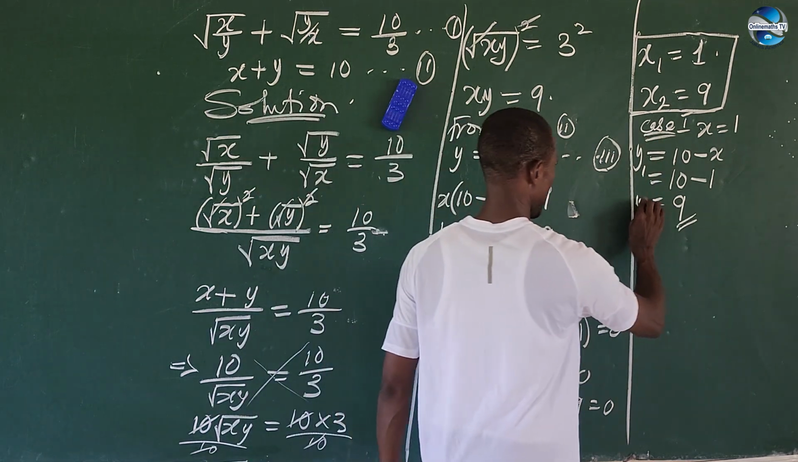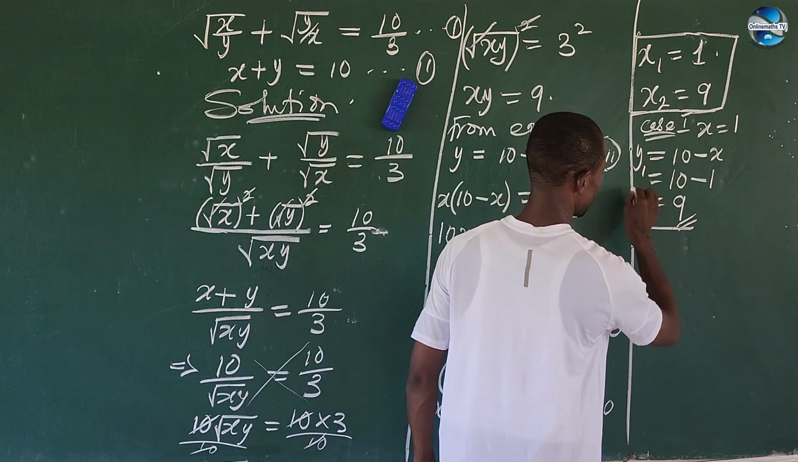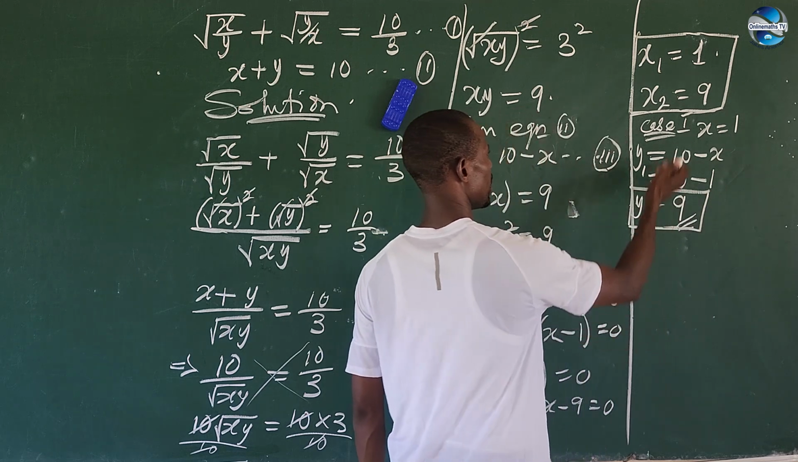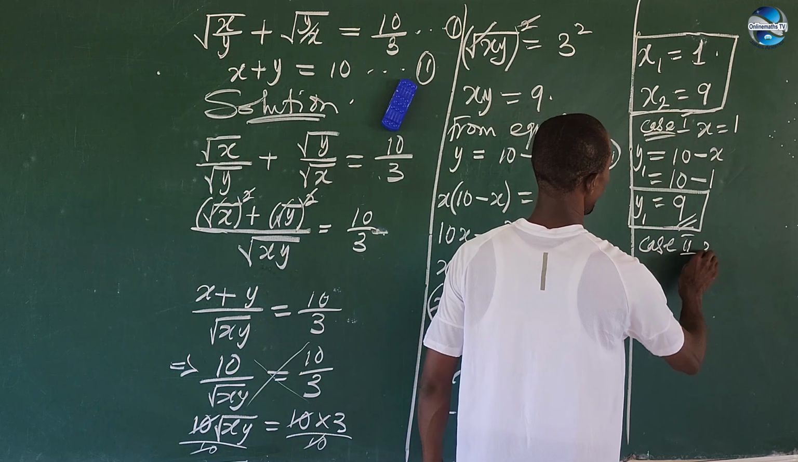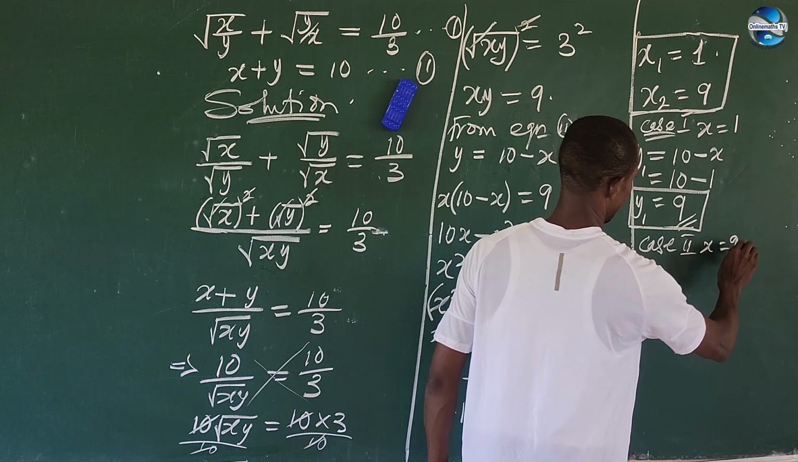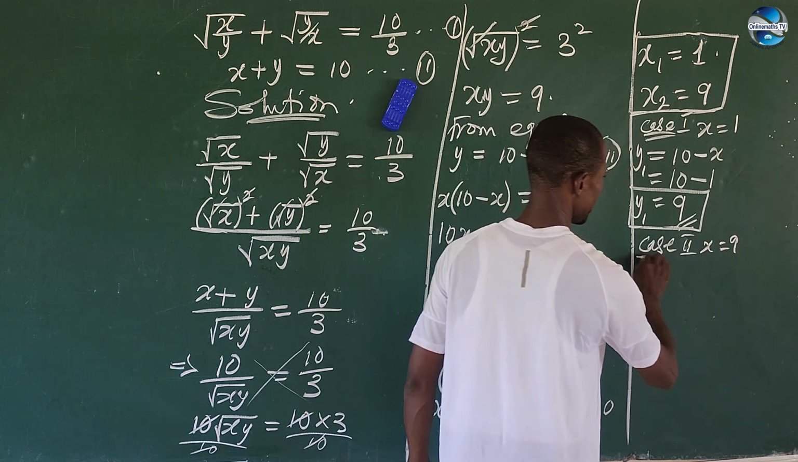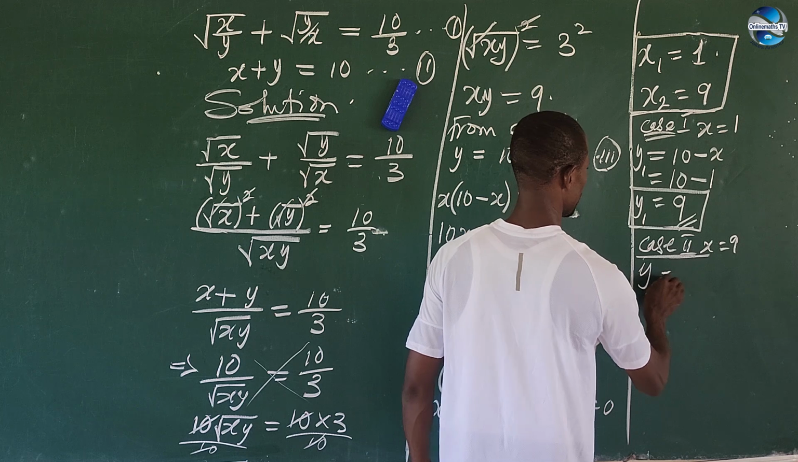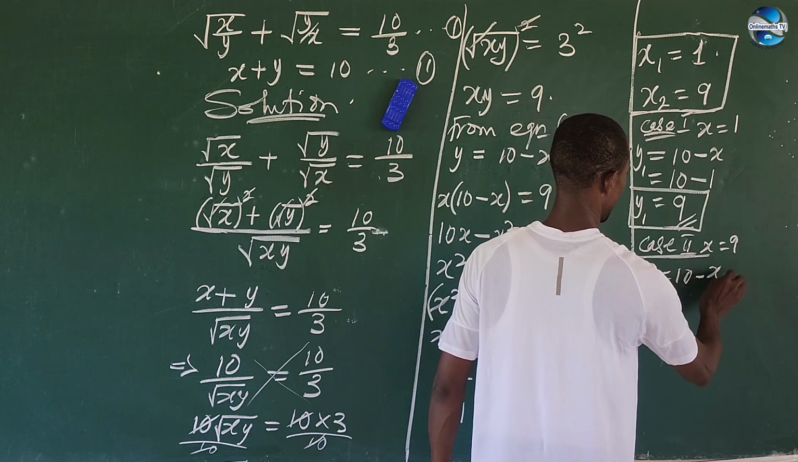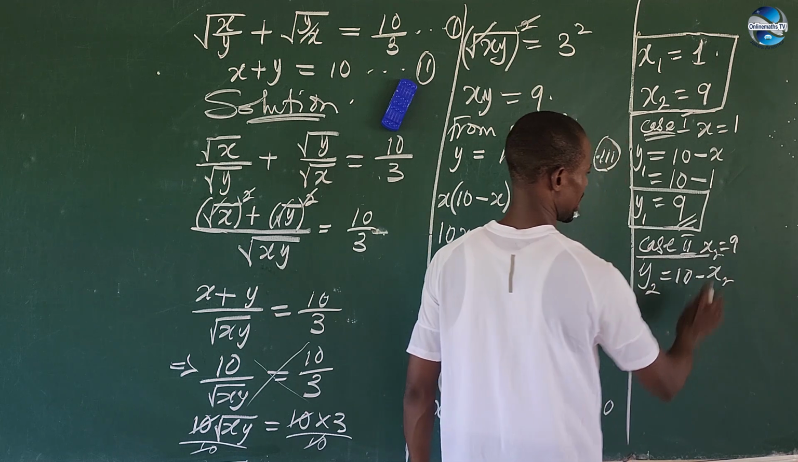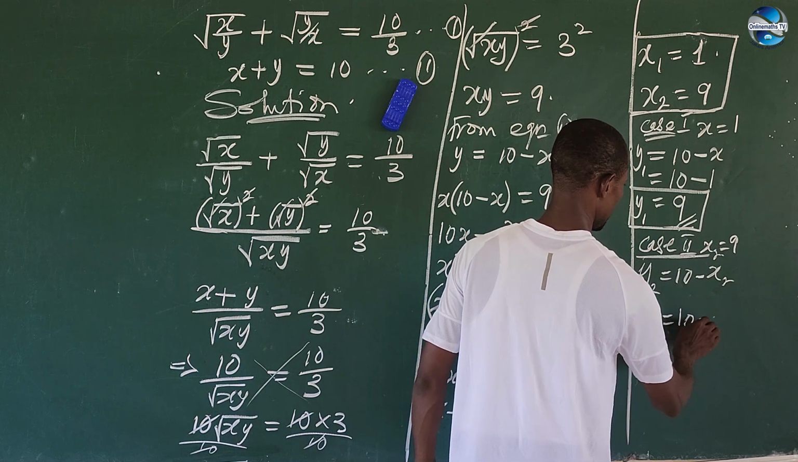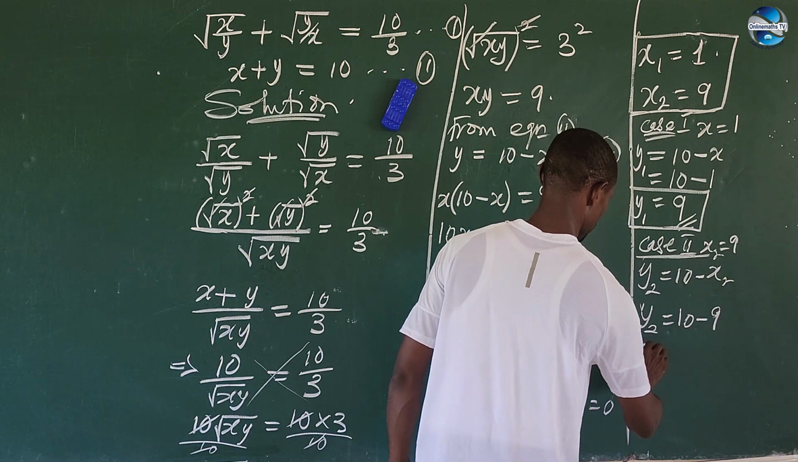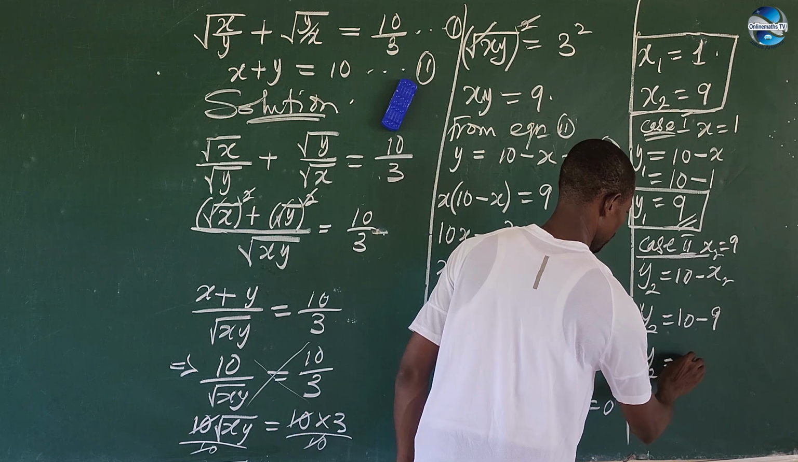Okay, so this is our y1. So let's look for our y2. We do the same thing. We take that of our case 2 when x is equal to 9. So we're going to have our y2 is equal to 10 minus our x2. This x2, please. So we're now going to have y2 is equal to 10 minus 9. So therefore, our y2 is equal to 1.